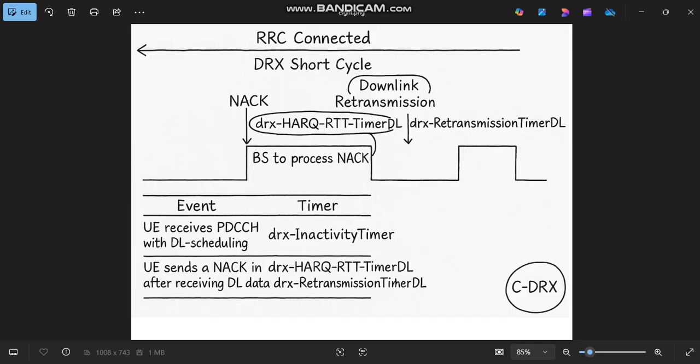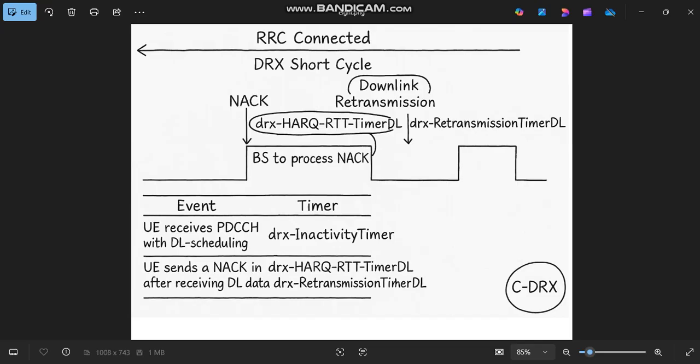timer, DRX retransmission timer. So at that time base station will give the downlink data to the UV. So soon after DRX HARQ RTT timer downlink, we'll have a DRX retransmission timer downlink. That is also a timer where the base station will give the correct downlink data to the UV.